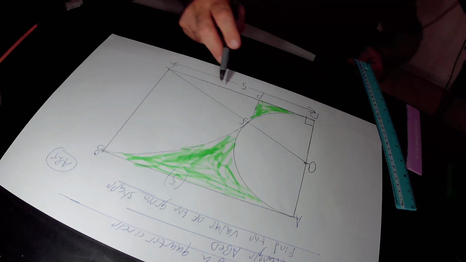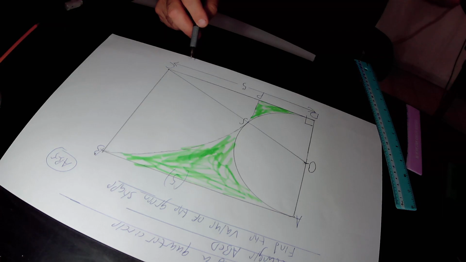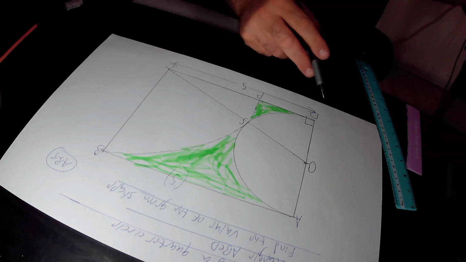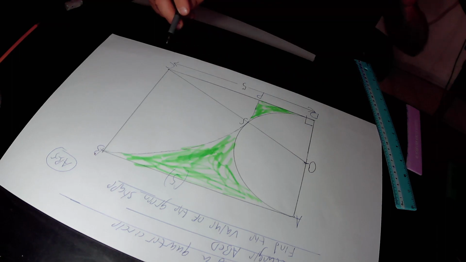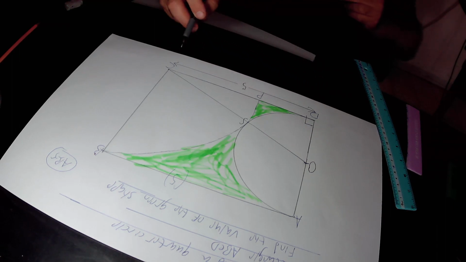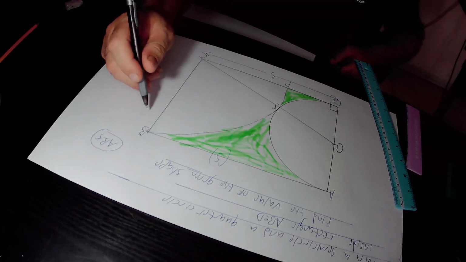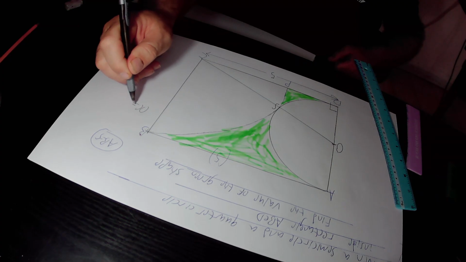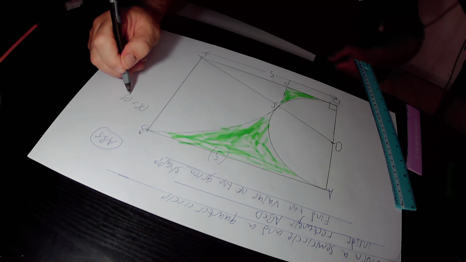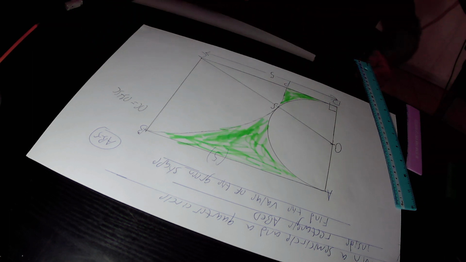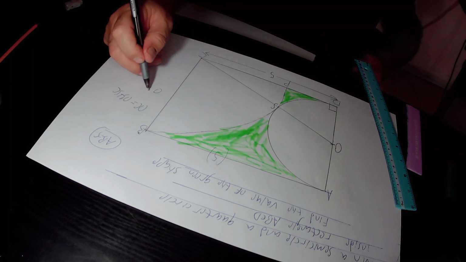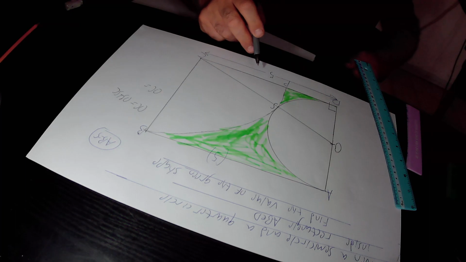If OSC is one straight line, it means that OC will be equal to OS plus SC. Again, OC must be equal to OS plus SC. Why? Because OSC is one straight line according to rule 10.